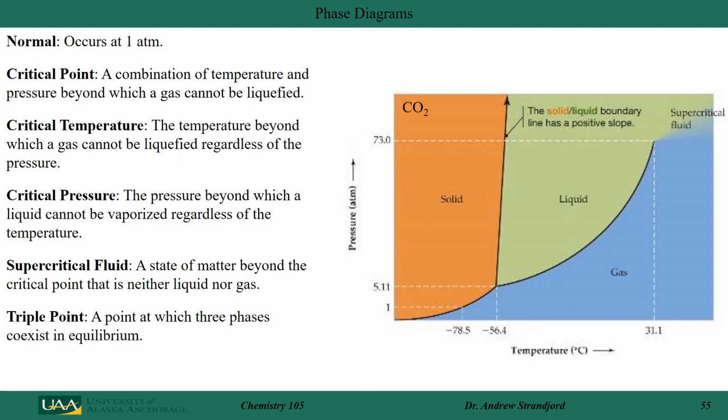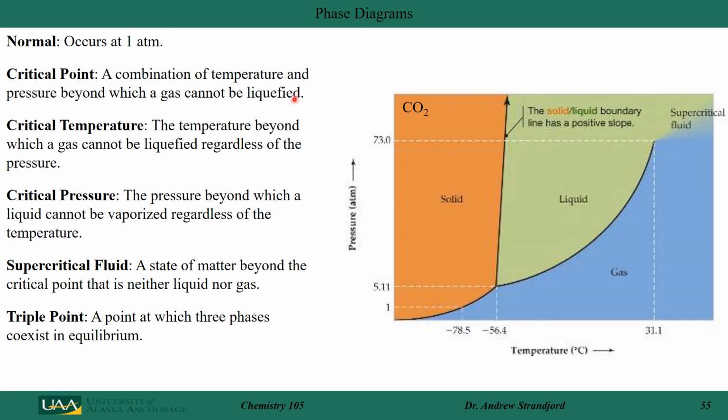Let's identify all these areas on the phase diagram for CO2. Let's first look at the normal point. So we come down here to 1 atmosphere. We notice that this normal point here would either be the deposition normal point or the sublimation normal point.